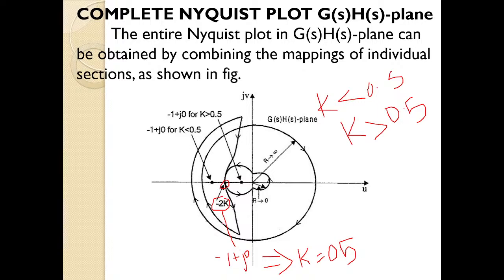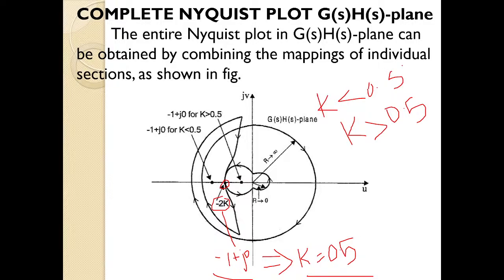Okay, so what is this point now? This point is our minus 1 plus j0 point when k equal to 0.5. When k is equal to 0.5, this point is our minus 1 plus j0.